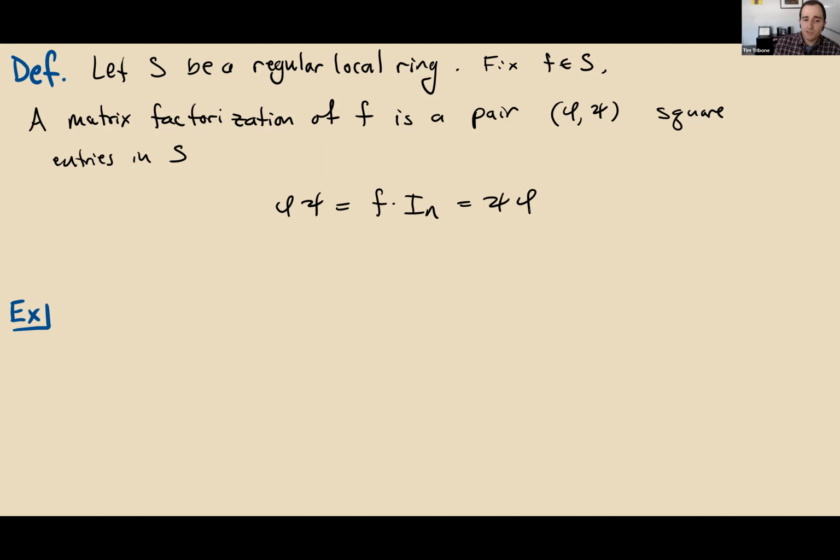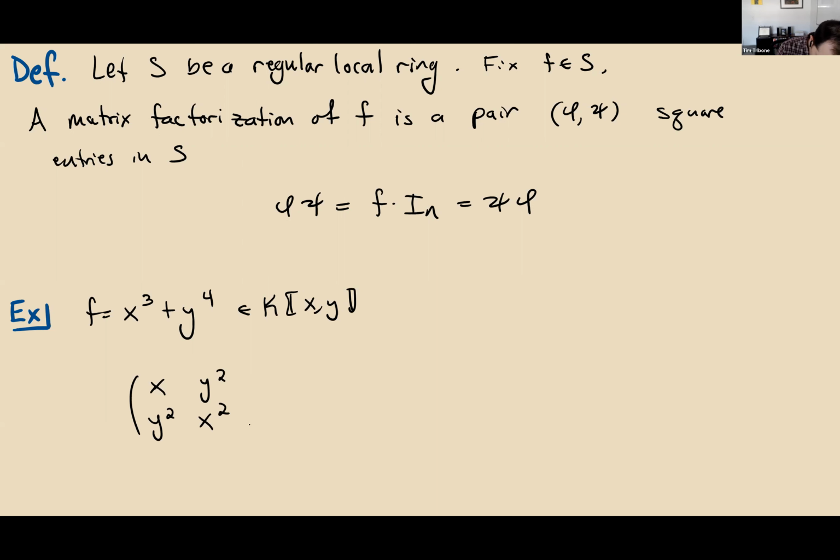If this is a definition you haven't seen before, let me give you a quick example to keep in the back of your mind. Let's look at the polynomial x cubed plus y to the fourth in the power series ring in two variables. You might notice that this is an irreducible polynomial, but let's go ahead and factor it anyway, using matrices. I can do something like this, and I'll multiply these just to show you.